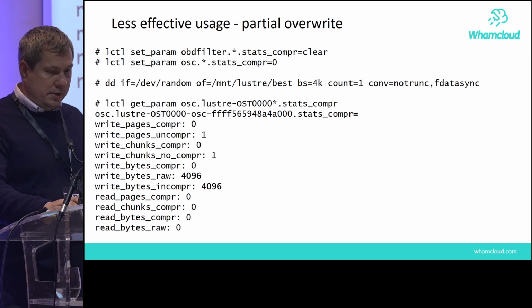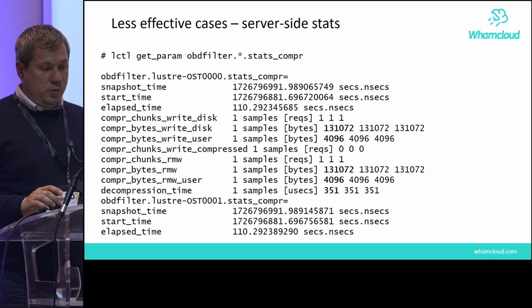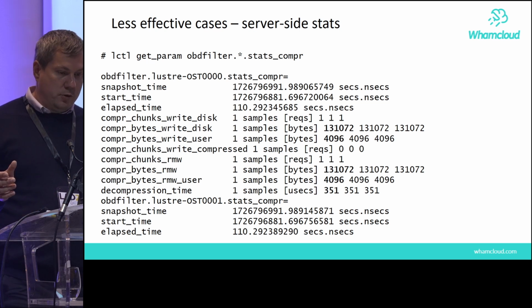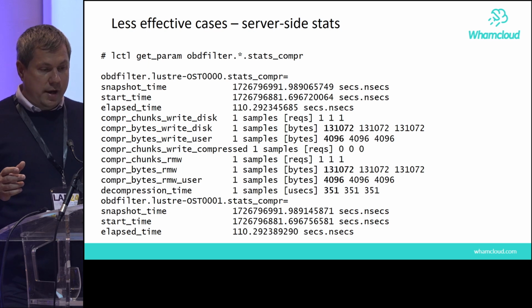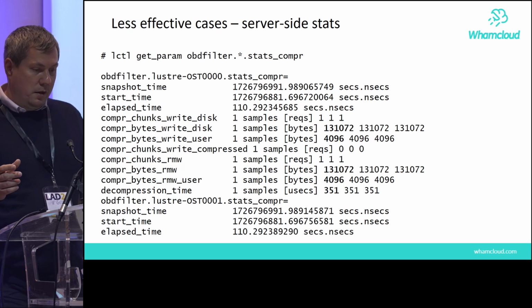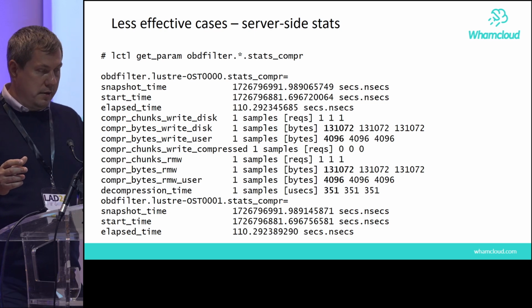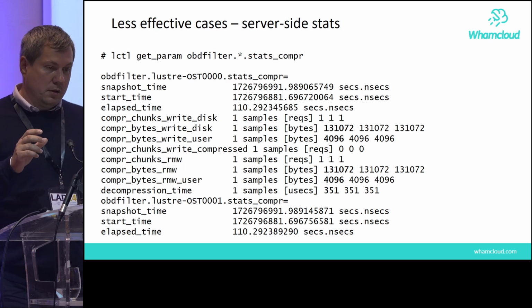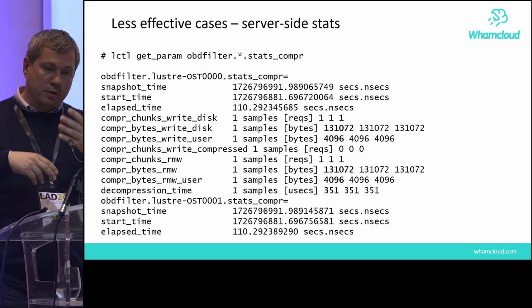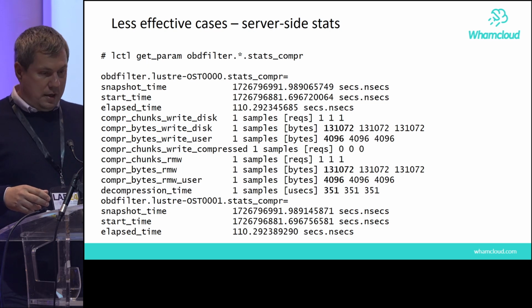All these actions are logged in the statistics, so we see that the user wrote 4 kilobytes, but finally 131 kilobytes were written to the disk, because this is the chunk size. So a complete chunk is finally rewritten in place. And there are statistics about the exact rewriting procedure.